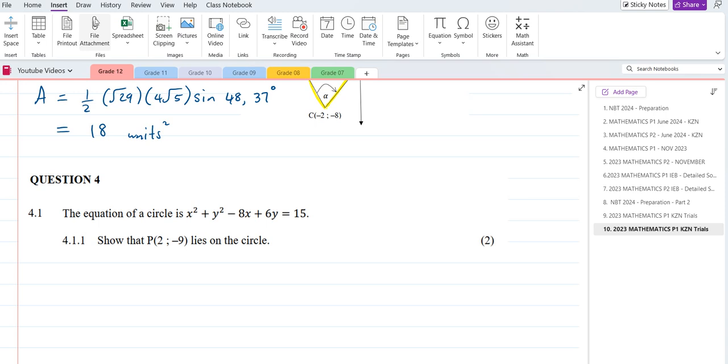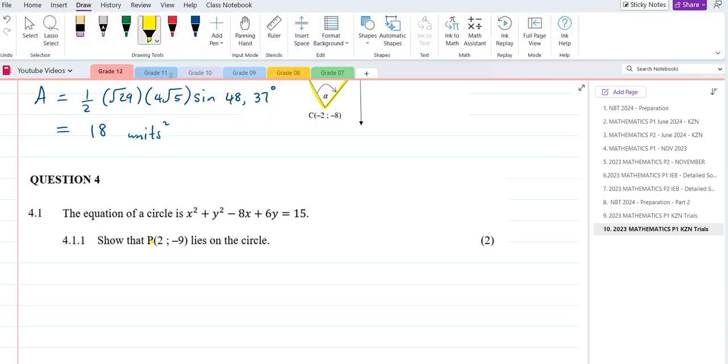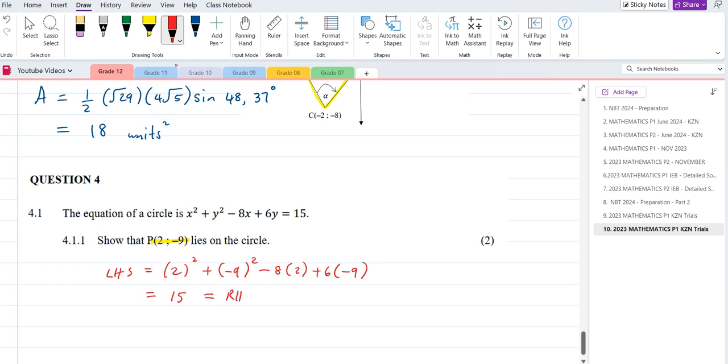So very simple to solve this. What we're going to do is take this point P and substitute it on the left hand side and see if it's equal. Left hand side is equal to 2 squared plus negative 9 squared. Why? Because x is 2, y is negative 9, minus 8 times 2 plus 6 times negative 9. Now if you work out all this, make sure you get 15, right? And 15 is equal to the right hand side. Therefore point P lies on the circumference of the circle, on the circle.